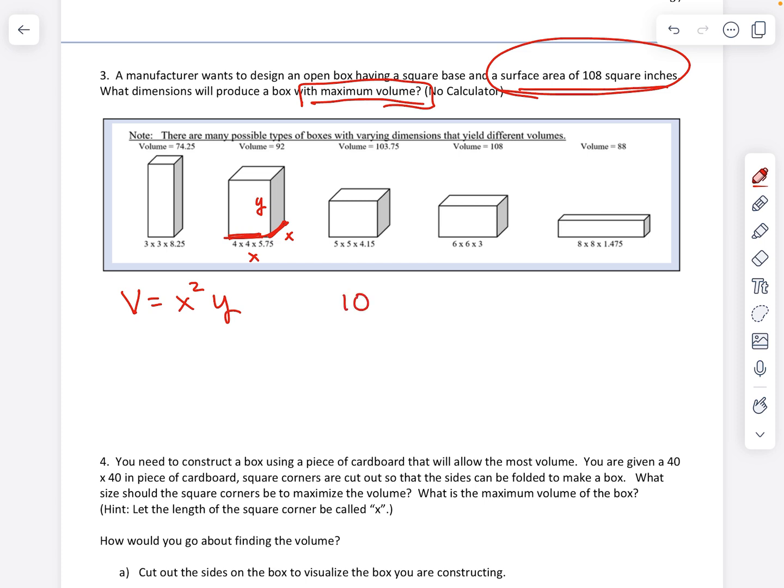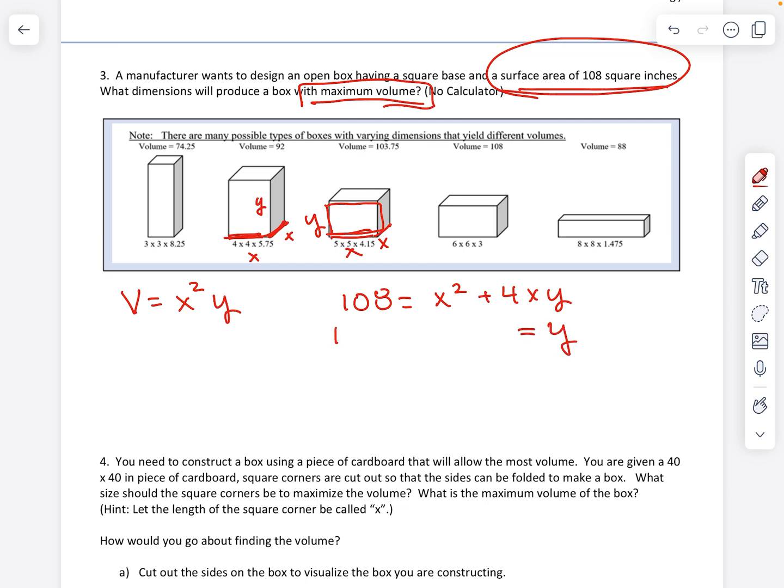So surface area is all the areas added together. So I'll just look at this picture. The area of the bottom of the box will be just x squared. Notice it said this one is going to have an open top, so we only have one. We don't need to worry about the top. One of the sides would just be xy, but you have 4 of them. So this is your surface area equation.